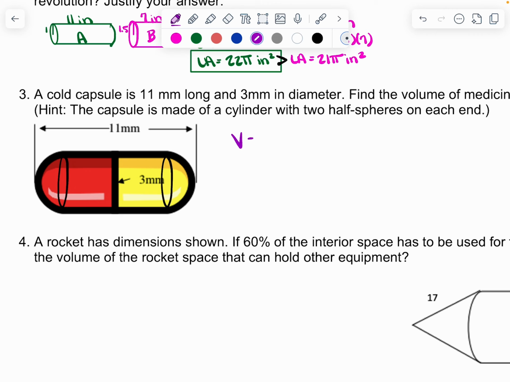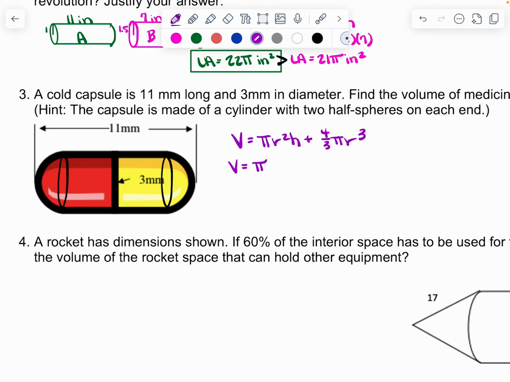Okay, so clearly, if we're finding the volume of this whole thing, which is basically a composite solid, we're going to be doing cylinder plus sphere, because 2 half spheres, of course, make 1 full sphere. So we're going to be doing pi r squared h plus 4/3 pi r cubed.